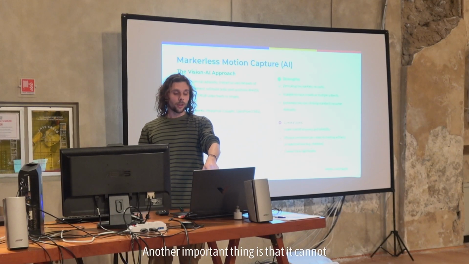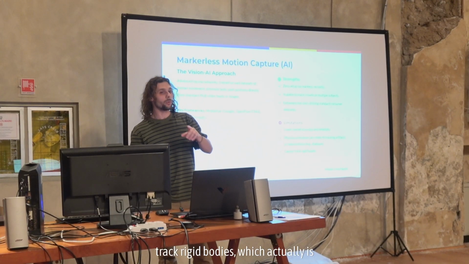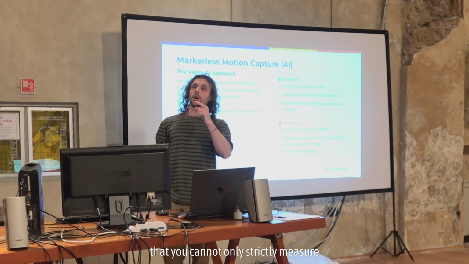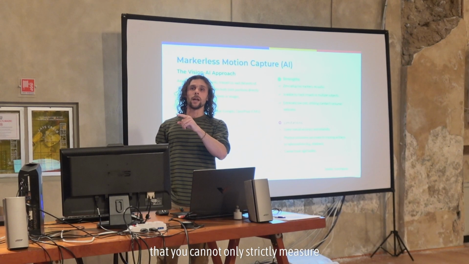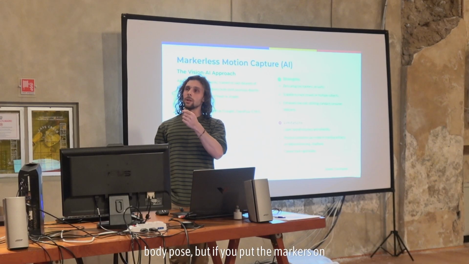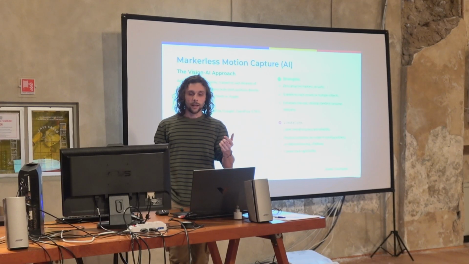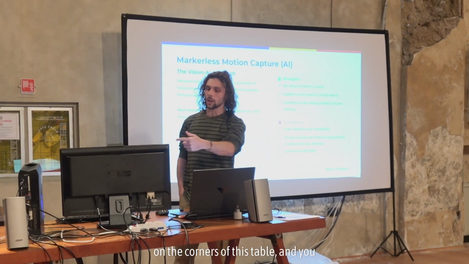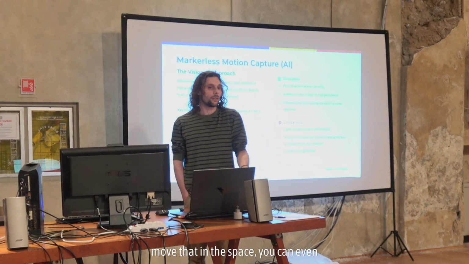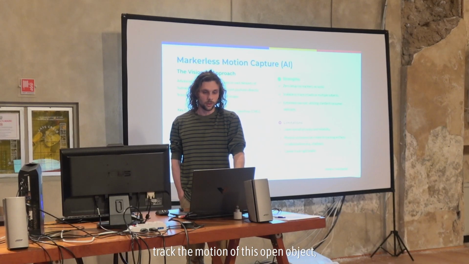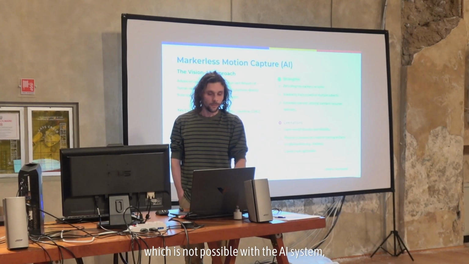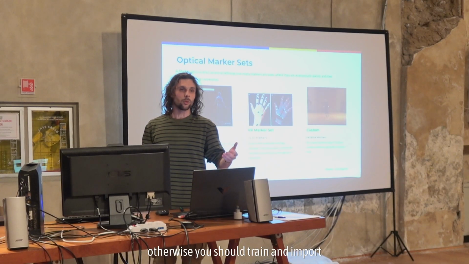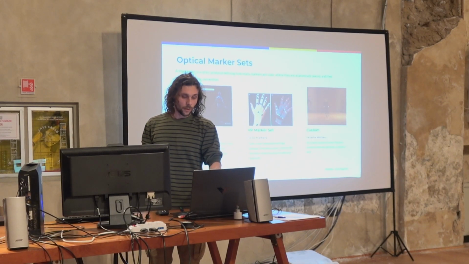And another important thing is that it cannot track rigid bodies, which actually is possible with this system, in the sense that you cannot only strictly measure body pose, but if you put the markers on, like, a musical instrument, or for example on the corners of this table, and you move that in the space, you can even track the position, the motion of an object, which is not possible with the AI system. Otherwise, you should train on purpose for that specific object.